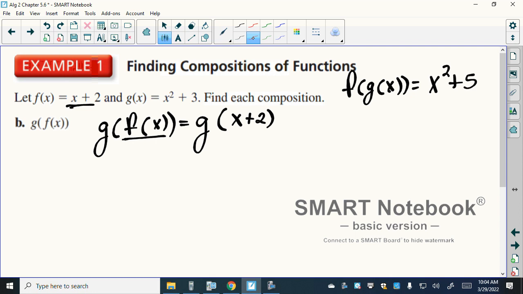Well, I know what g of x is. g of x is equal to x squared plus 3. But I don't have g of x anymore. I have g of x plus 2, yes? So that means everywhere in g of x where there's an x, here I need to replace it with x plus 2, because that's what I'm plugging into the function. So for us here, it's now not going to be x squared, it's going to be x plus 2 squared plus 3.